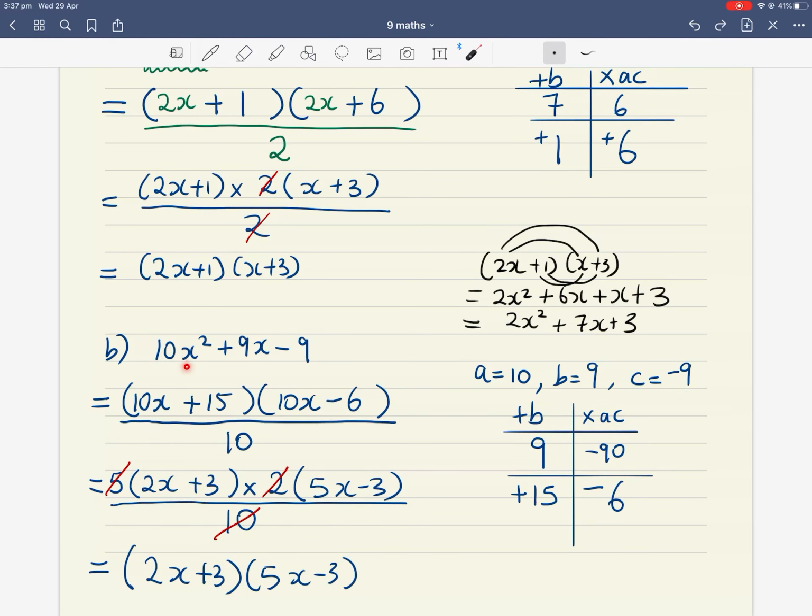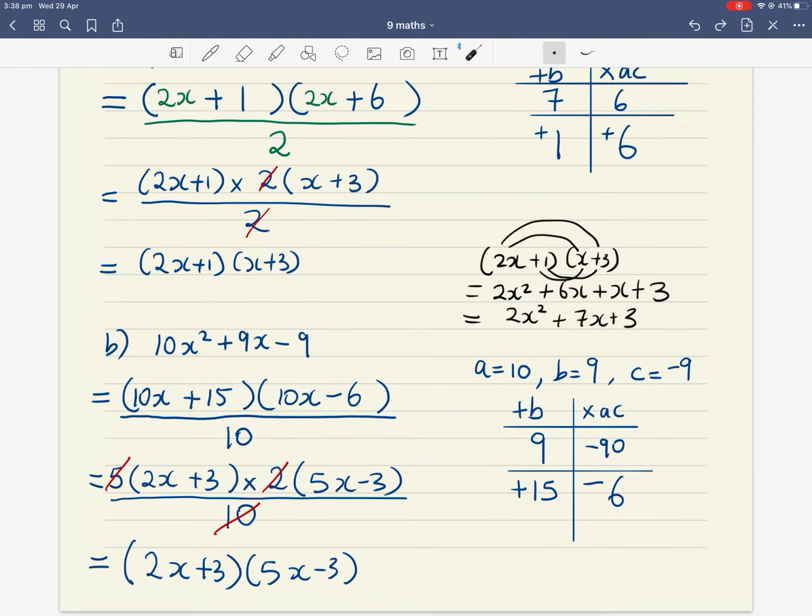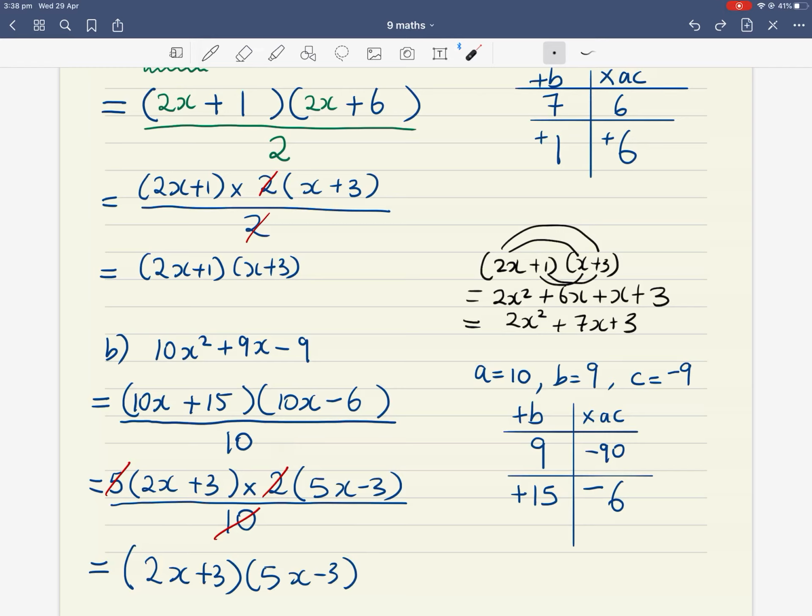So in summary, remember, if it is a non-monic, you have to do 2 extra steps. Non-monic means that the a value or the coefficient of x squared is not equal to 1. You still write your a, b, c values. You still do your plus b times ac table like we did yesterday. You still write your brackets. But rather than just writing x, you will have to write 10x, because the coefficient of your x squared is 10. So whatever that coefficient is, you put that in. You also have to divide by that same coefficient. So that's the first extra step.